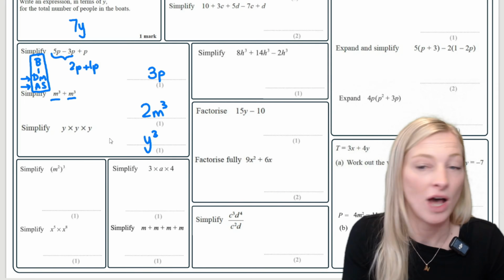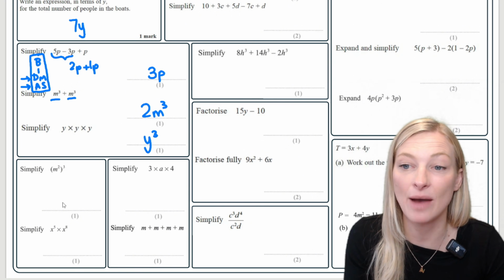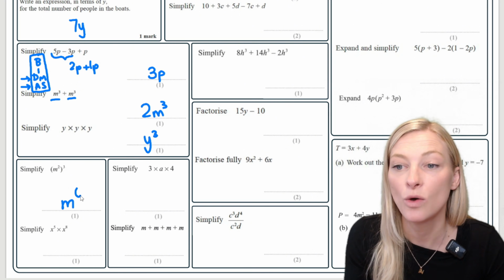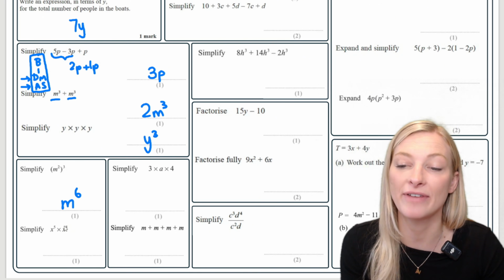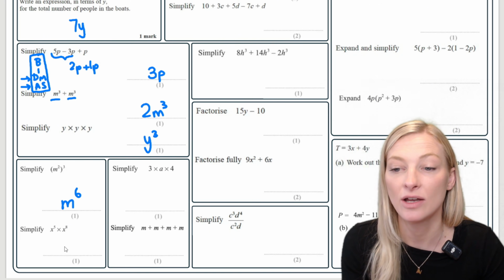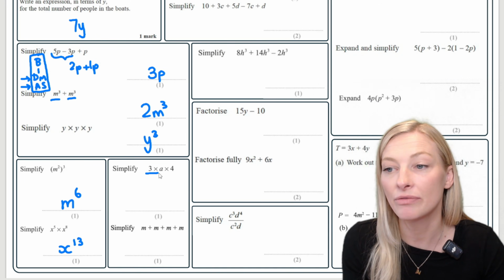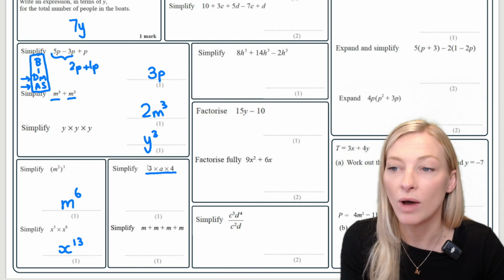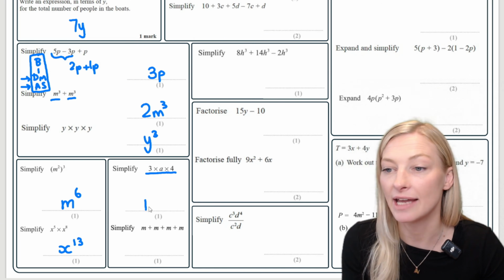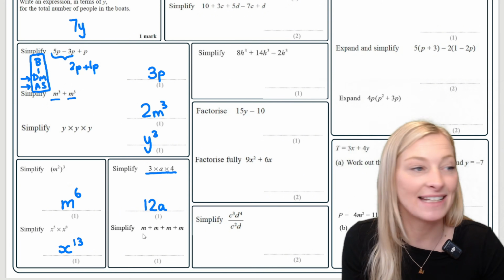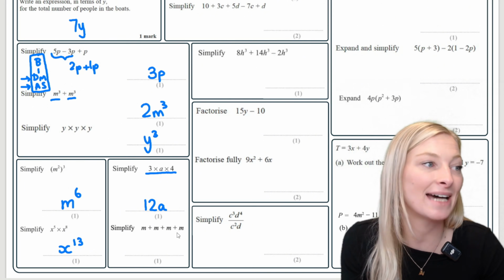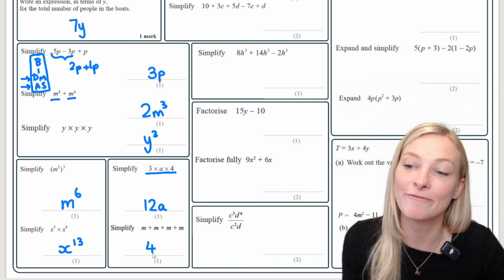Down at the bottom, I've got m squared to the power of 3, and we know that a power of a power, we multiply them together. X to the power of 5 times x to the power of 8, when we multiply like that, we are adding the powers together, so that's x to the 13. 3 times a times 4, well, 3 times 4 is 12, and if we multiply that by a, we get 12a. And down at the bottom, m, add m, add m, add m, is 4m.